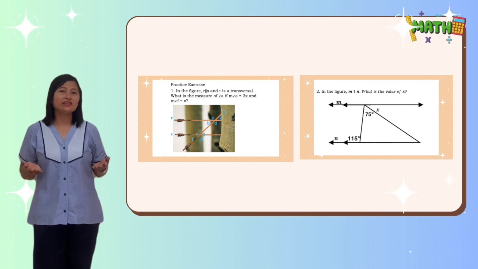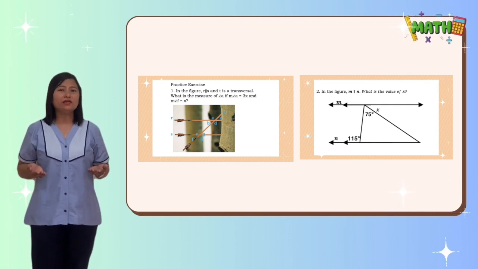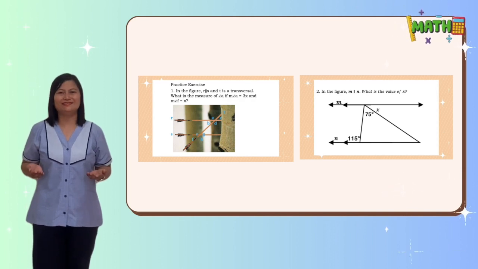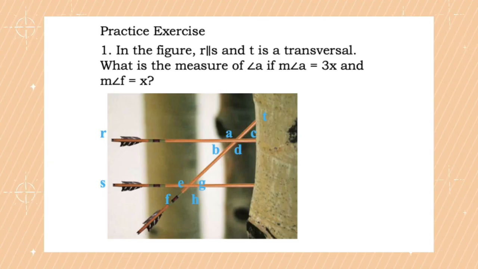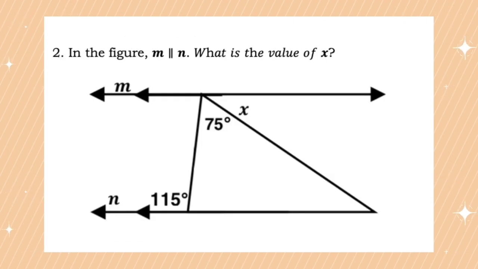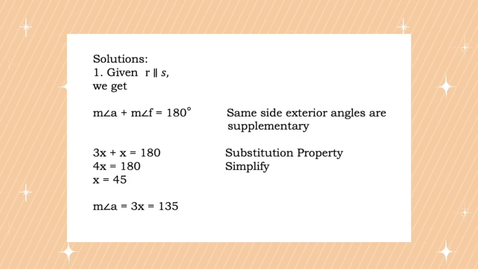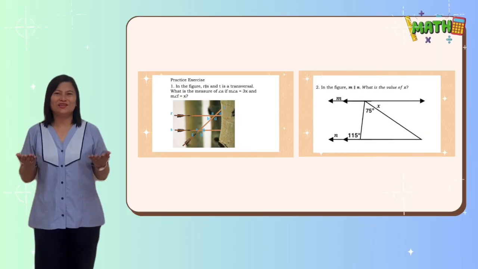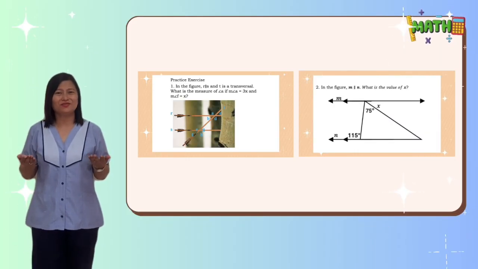Let us now check your understanding about our lesson by answering this activity. Let's check. Number 1, angle A is 135 degrees. Number 2, x is 40 degrees. Awesome! You did a good job!